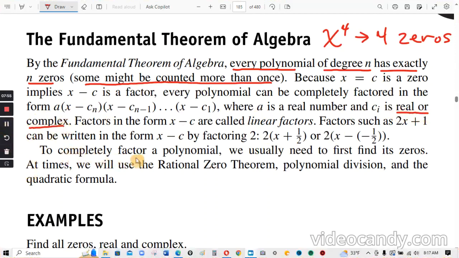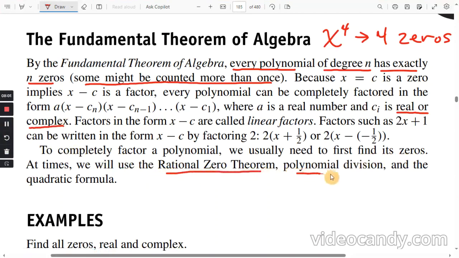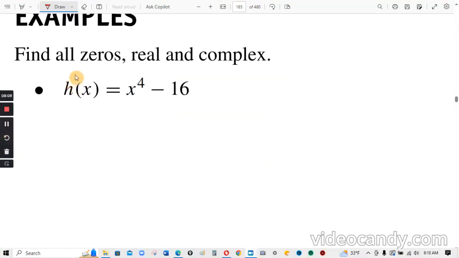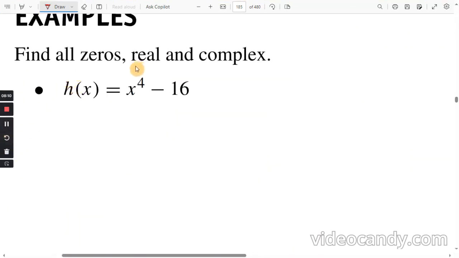All right, so to completely factor, we usually need to find its zeros. We will use the rational zero theorem, polynomial division, and the quadratic formula. All right, so here they want us to find all zeros, real and complex. So I'm going to set this equal to 0. X to the fourth minus 16 equals 0.